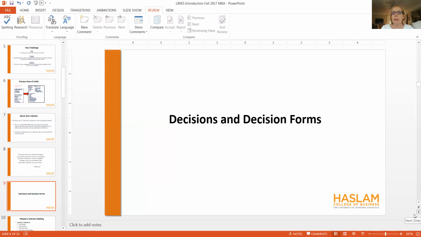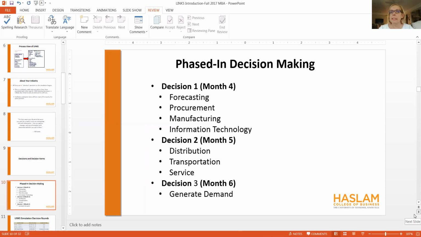Let's take a couple of minutes to look at what the decisions are in the various decision forms. I talked about phased-in decision making. We're going to have 3 of those phases, just simply because I think learning how the simulation works and all the screens and getting familiar with that, like any other thing, is the steepest part of the learning curve. And so we found that if we can phase in these distinct portions, by the time we get to month 6, where we have the ability to change price and use our promotion or advertising dollars, you're really ready to leverage that fully.